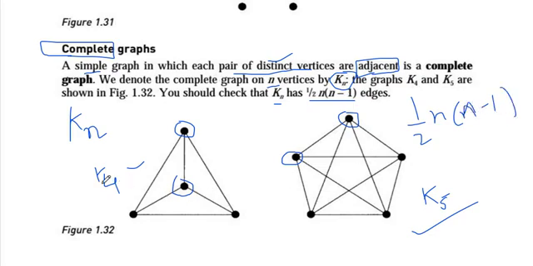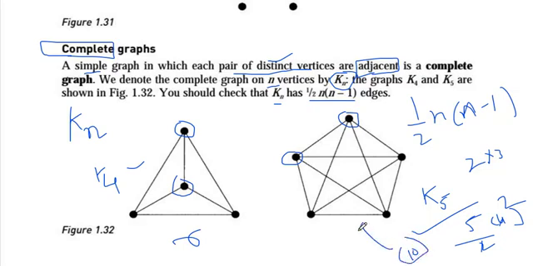Let's say K 4. 4 by 2 is 2, and 4 minus 1 is 3, so 2 into 3 is 6. You can count 1, 2, 3, 4, 5, 6 edges here. So with this formula you can find the total number of edges. Also for 5: 5 by 2 and 5 minus 1 is 4, so 5 into 4 by 2 is 10. You can count the edges and it will always be 10. So a complete graph has 1 by 2 n into n minus 1 edges.